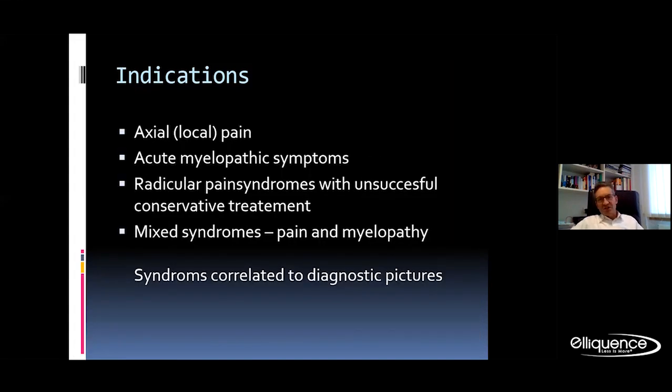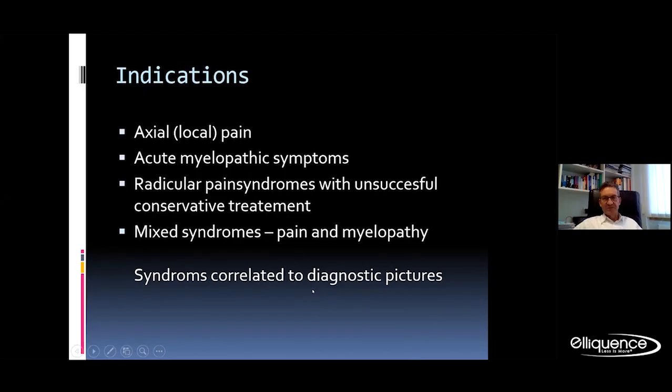So for me, indications are axial or local pain, acute myelopathic symptoms, radicular pain symptoms with unsuccessful conservative treatment, and mixed syndromes. Very important, always, all these symptoms or syndromes must be correlated to the diagnostic pictures like MRI or CT scan.